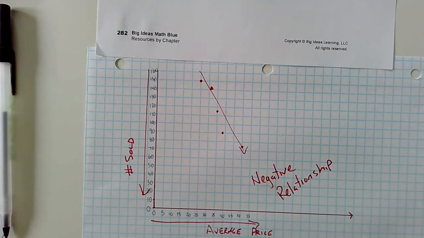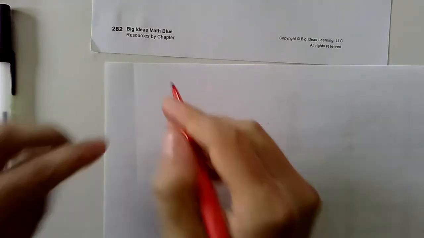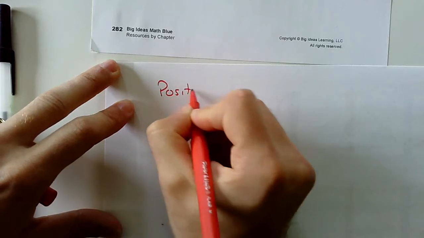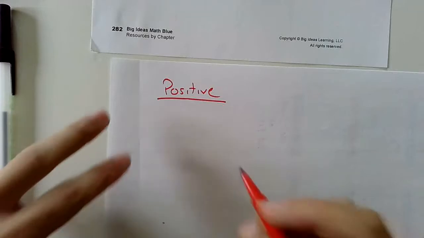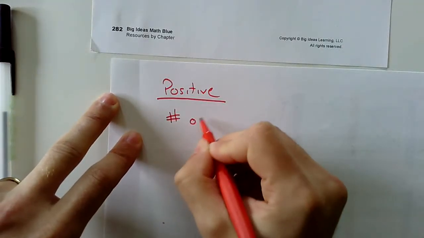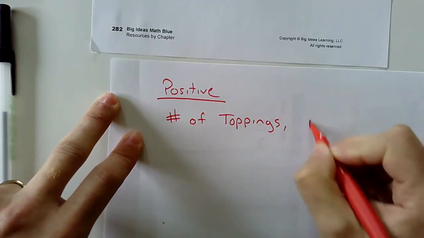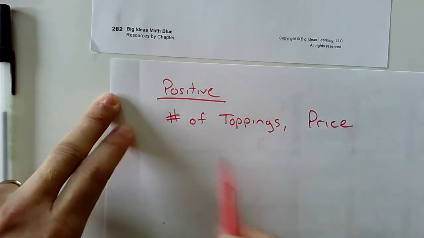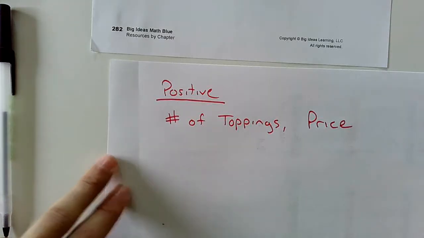Now, we can think about relationships of things without a graph. So if I was thinking about maybe a positive, what's something that has a positive relationship? There's a bunch of stuff that has a positive relationship. I'm thinking of, well, I love pizza. So let's say the number of toppings on a pizza and the price. As you get more toppings, the price gets higher. That would be a positive relationship.